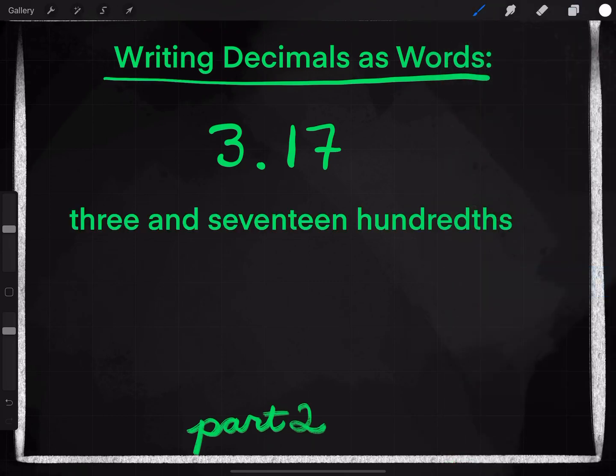So here where we start, we just say 3. So we write the word 3. Then for the decimal point, we write and. Here's the next number, so we write 17 hundredths.